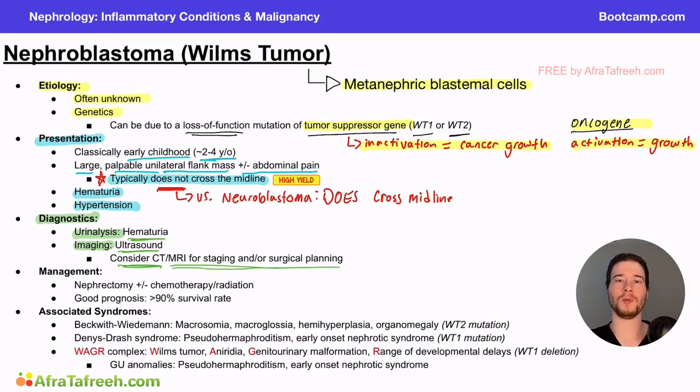Additionally, a more expensive and time-consuming test that could be used for staging and surgical planning is an MRI. So the first test to do would be to get the ultrasound and see the scope. If this is something that needs to ultimately be removed, and we'll talk about that in our management section, then doing further planning with a CT or MRI could be warranted at that time.